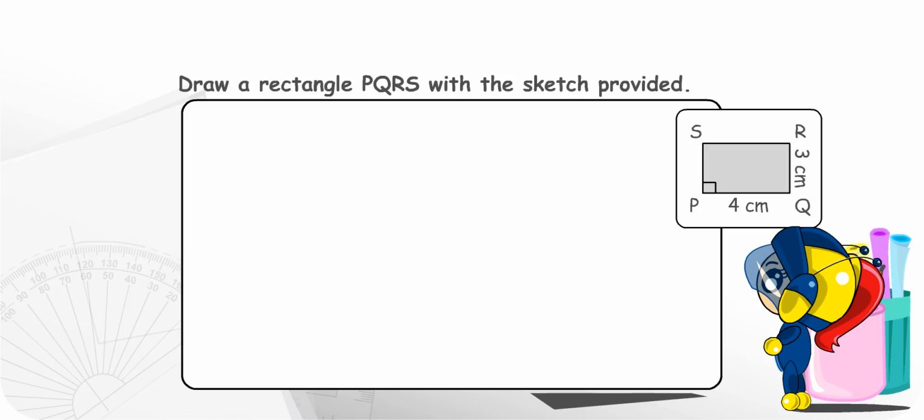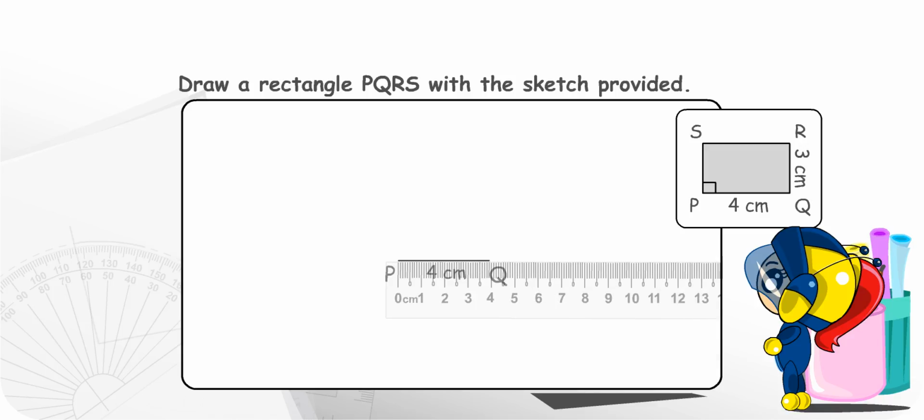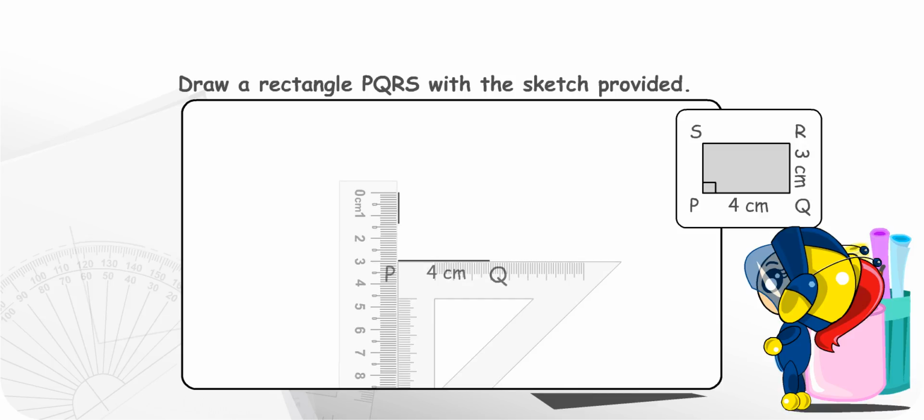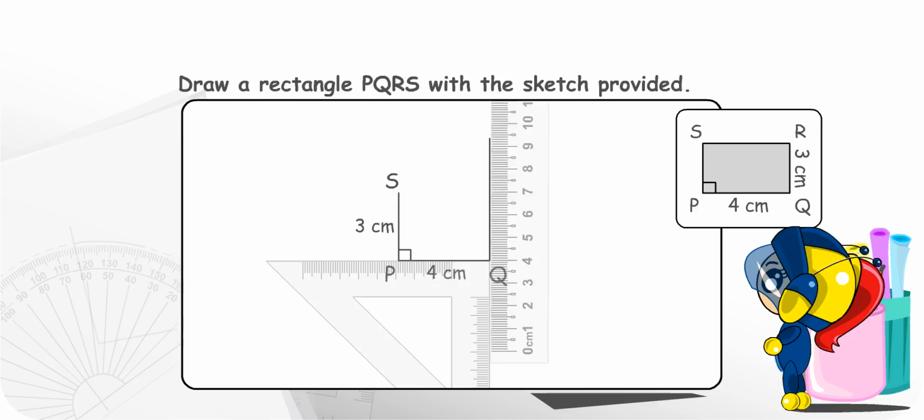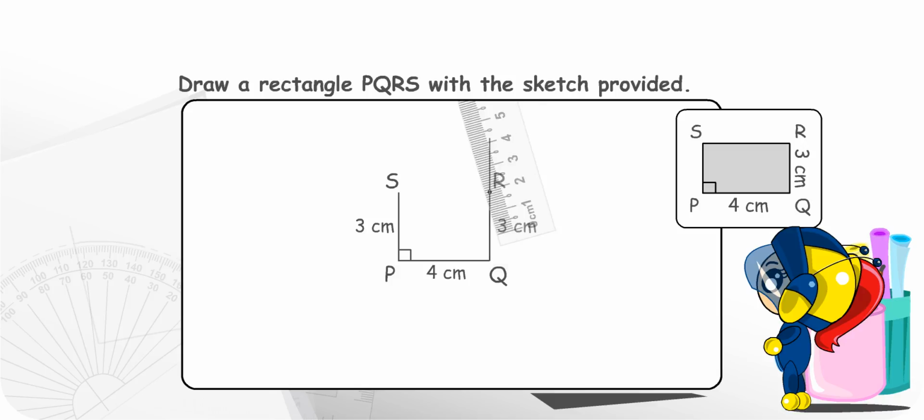Step 1. Draw PQ equal to 4 centimeters using a ruler. Step 2. At point P, draw a line perpendicular to PQ using a ruler and set square. Step 3. Measure and mark point S on the line drawn such that SP is equal to 3 centimeters. Step 4. At point Q, draw a line perpendicular to PQ using a ruler and a set square. Step 5. Measure and mark point R on the line drawn such that QR is equal to 3 centimeters. Step 6. Join SR.